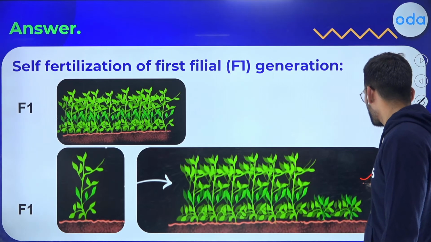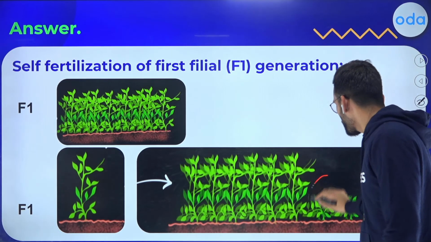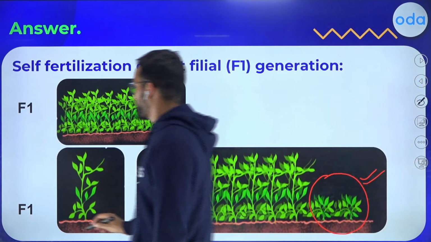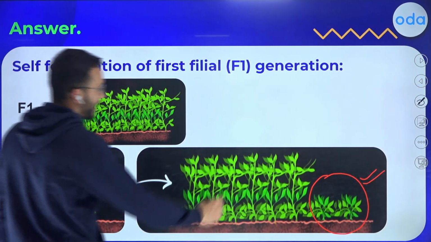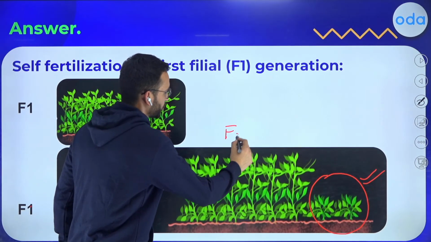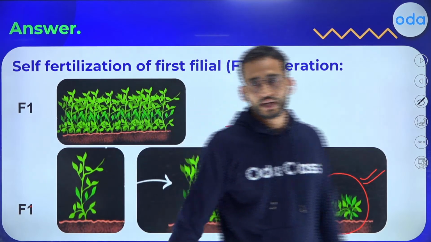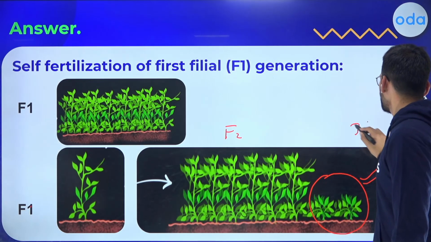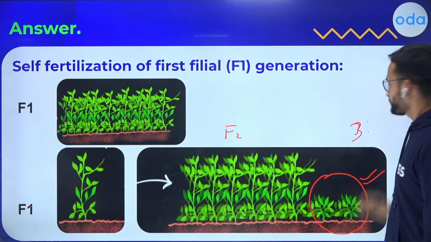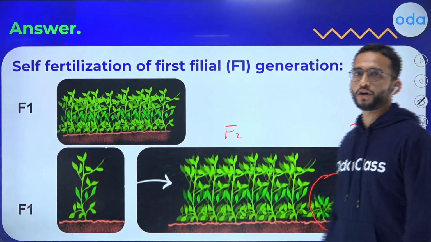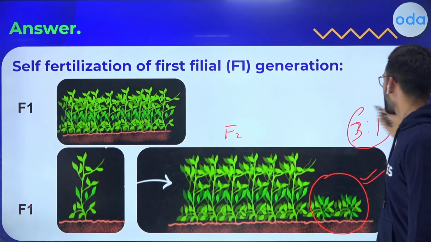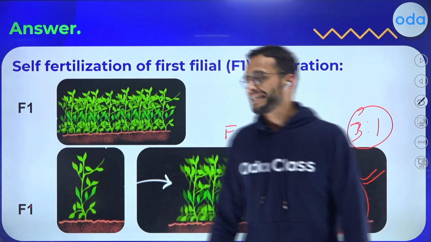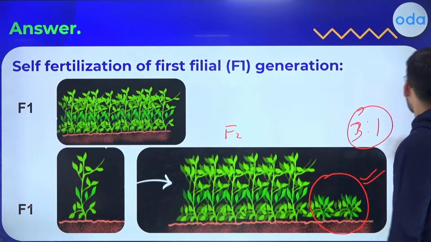Now this is amazing. What he found was that the dwarf plants came back. So this is the F1 generation, and these plants are the second generation, that is F2 generation. In the F2 generation, there were three plants which were tall and one plant was short. So this ratio, that is 3:1, is the magical number which he got in the F2 generation.